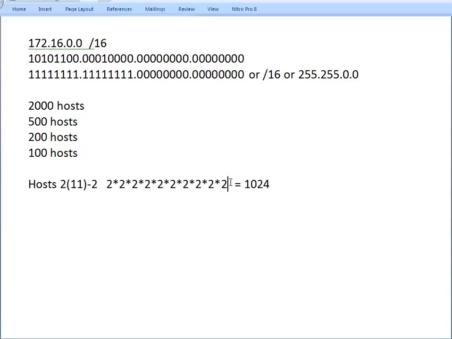One more times 2, and that will be 2048. 4, 8, 16, 32, 64, 128, 256, 512, 1024, and 2048. 2048 minus 2 is 2046. There we go. So to get 2000 host addresses, we needed to borrow 11 bits, 11 zeros. That gave us 2048 minus 2, 2046.